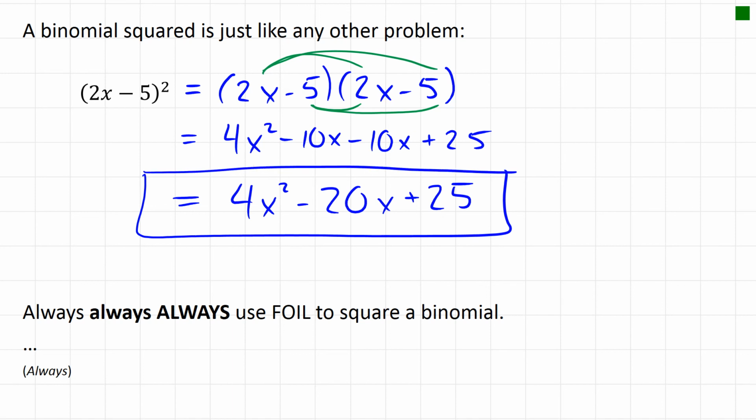Always use FOIL to square a binomial. Always. Some students like to try to jump to shortcuts that they might think they have memorized to do this. Just use FOIL and you will avoid a lot of potential headaches in the future.